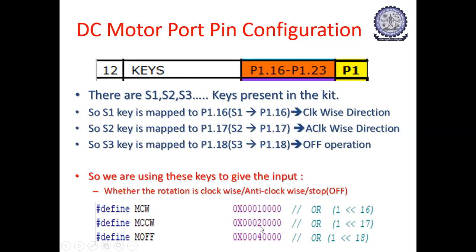That means 0010. And this 4 is represented as 0010, 10 for 2, and 4 is represented as 0100. That means the 18th bit is represented as 1. So keeping these three constants, we are going to design the DC motor program.